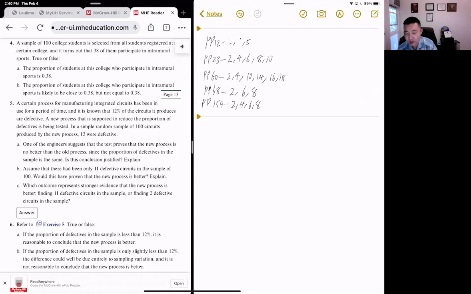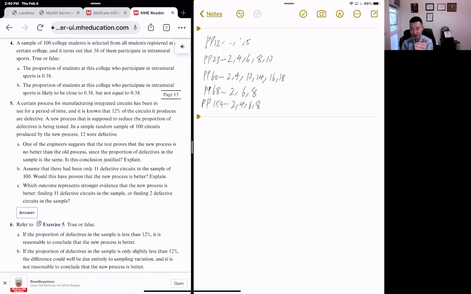Which outcome represents stronger evidence that the new process is better? Finding 11 defective circuits in the sample, or finding 2 defective circuits in the sample. Everybody knows, of course, 2 defective circuits in the sample is only 2%. So the sample for the new process shows only 2%.